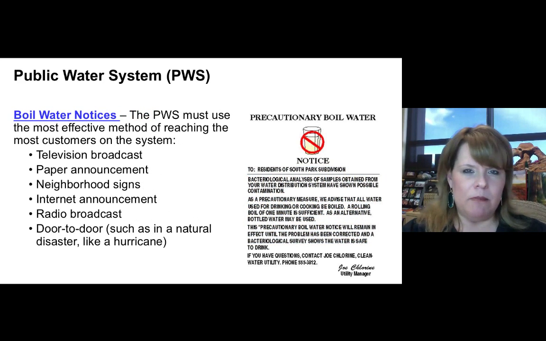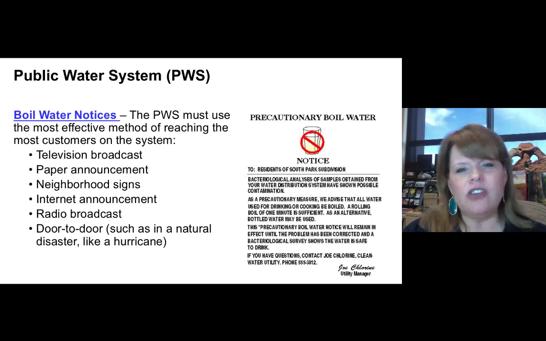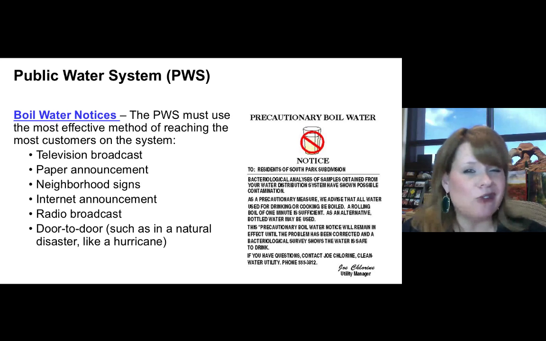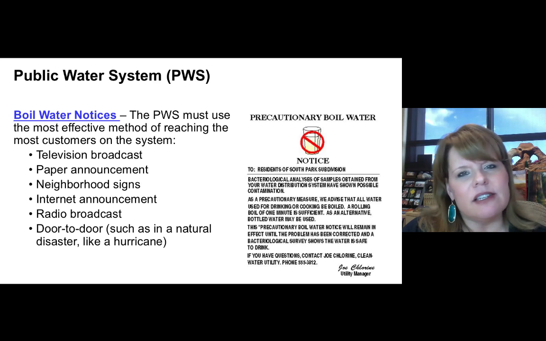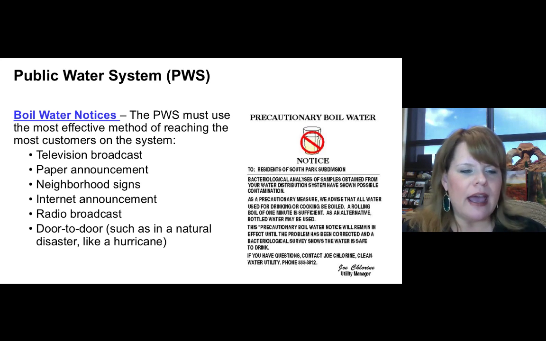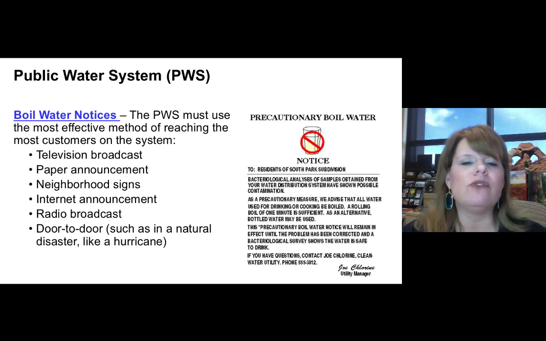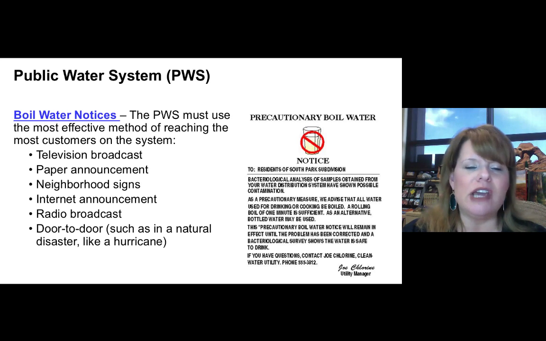So what must occur when a boil water notice is issued? The public water system is required by law to use the most effective method of reaching their customers on the system. That's going to vary from system to system, and I might also add could vary based on circumstances like a natural disaster. Most of the time, public water systems will use a variety of the following that I'm going to discuss: television broadcast, paper announcement, neighborhood signs, internet announcements, radio broadcast, and even door-to-door hangers. Door-to-door situations can occur in very small towns that don't have the resources to do the others, or in a situation of a natural disaster like a hurricane.